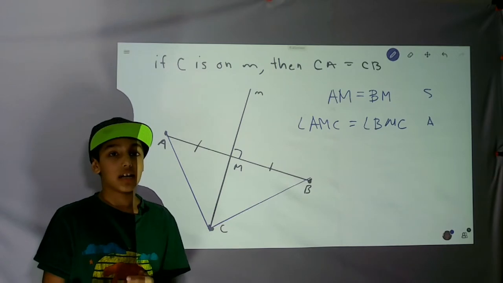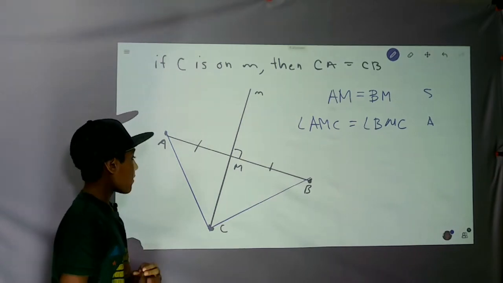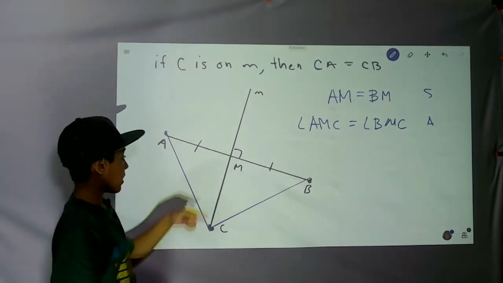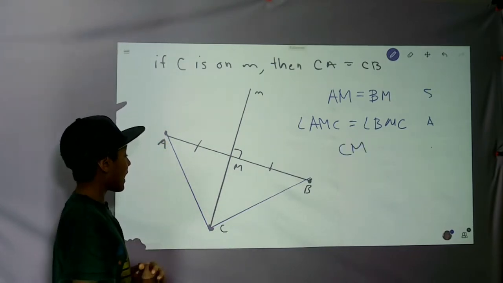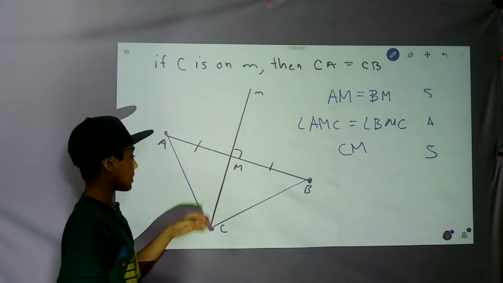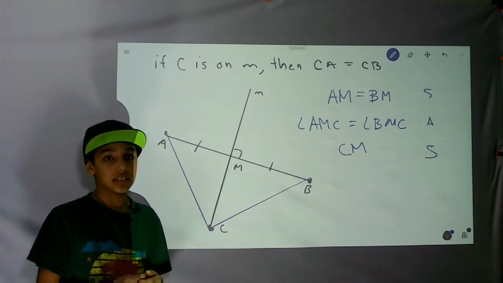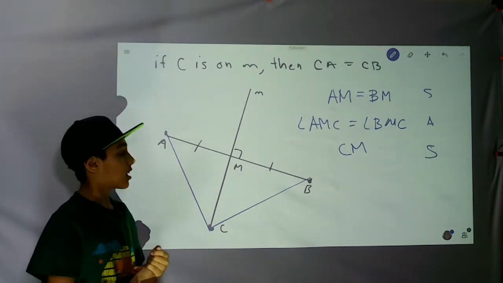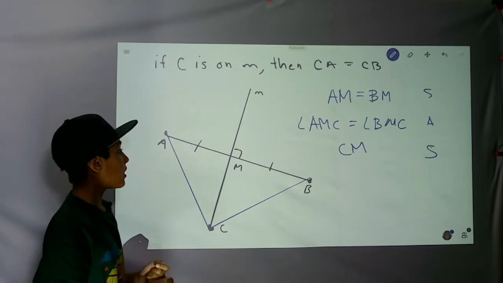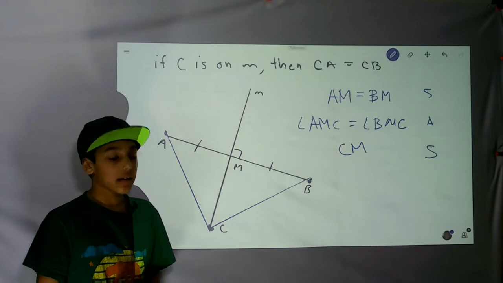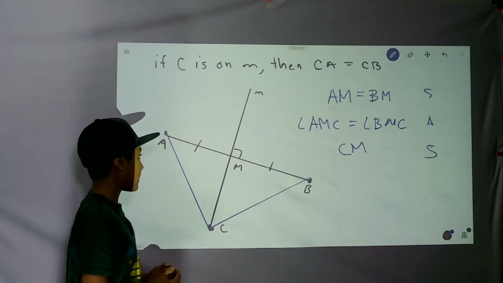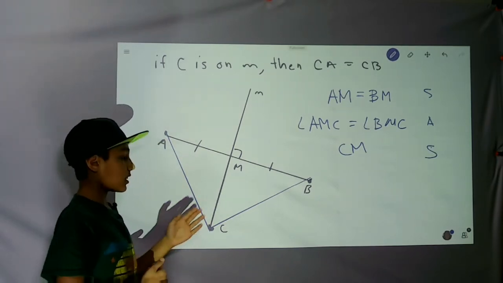Now we just need to find one side. I already see it. It's side CM here. CM is on triangle ACM, and it's on triangle CMB. So CM is equal to CM. That's another side. So now we have SAS congruence, and that proves that CA equals CB.